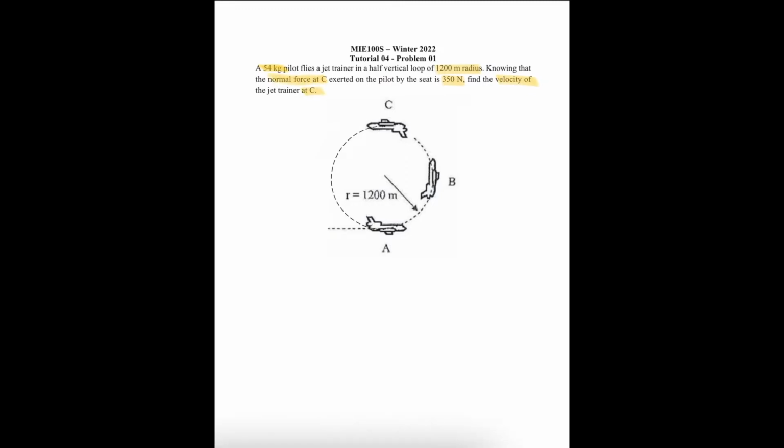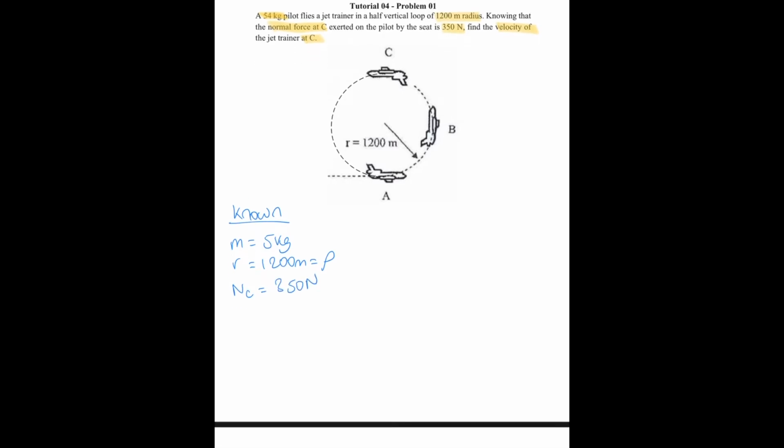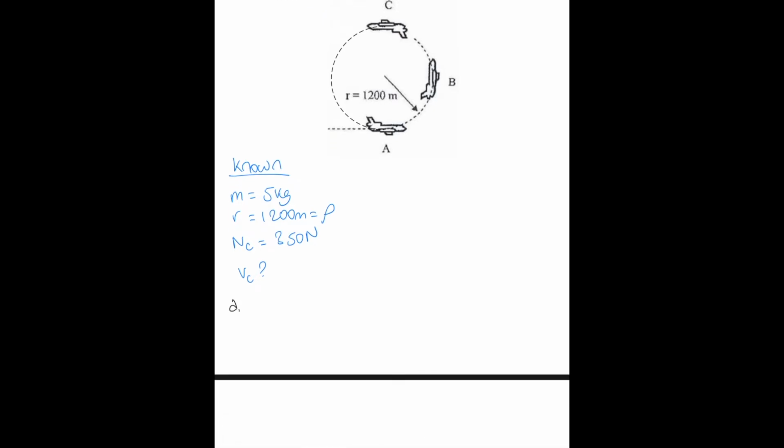Okay, wonderful. So, as always, we're just going to reiterate our known values. So the mass is 54 kilograms. Radius of curvature is 1,200 meters. The normal force at C is 350 newtons. And we want to find out the velocity at C. Okay, so what do we know? We know that the tangential acceleration here is constant.